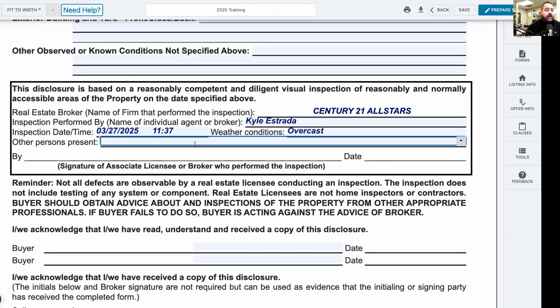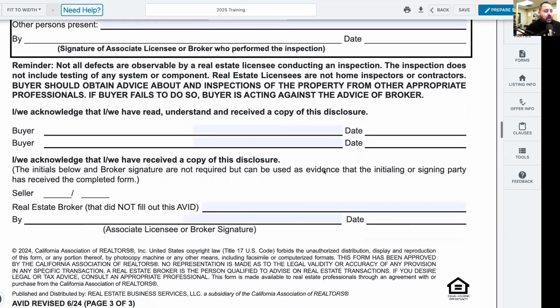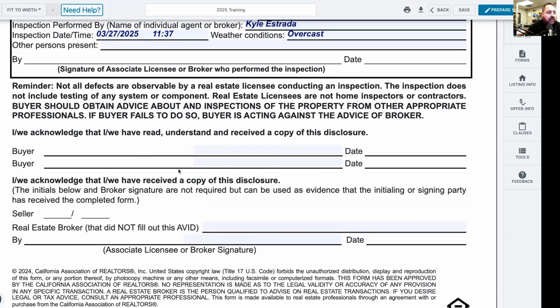And if there was anybody else there with me, if the buyer was there, if I had another agent, whoever's there with me, and then I'm going to sign it and date it, me, the person that performed it, then we're going to send it to the buyer to sign. Do you notice there isn't an AVID for the listing agent and an AVID for the buyer's agent? There is one AVID form, and it's because the only person that we care about signing it is the buyer. The seller can acknowledge that they got a copy of it.